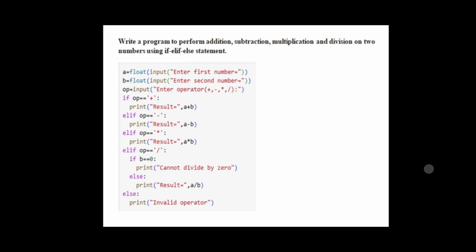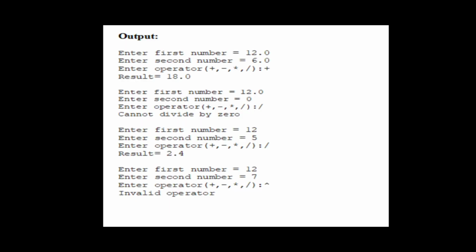Now here you see, enter first number 12.0, enter second number 6.0, enter operator. If we put plus, then result equals 12.0 + 6.0 is 18.0. Now enter first number 12.0, enter second number 0, then enter operator slash, so cannot divide by 0. Now enter first number 12, enter second number 5, enter operator, we put slash, then result equals 2.4. Now enter first number 12, enter second number 7, enter operator, we put hat, then invalid operator. Thank you.